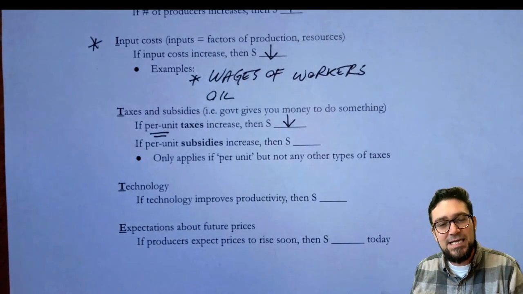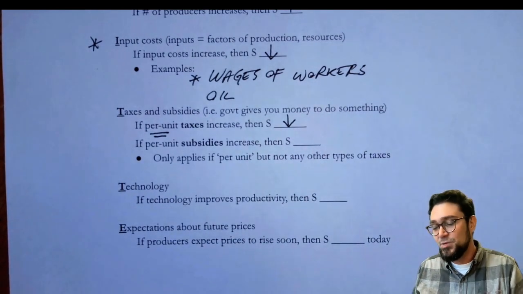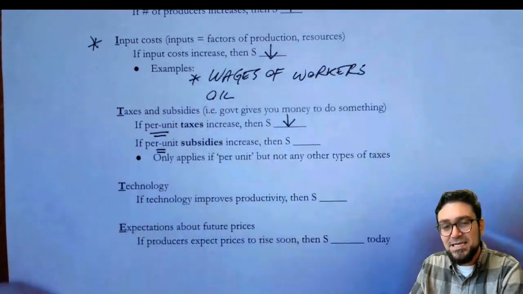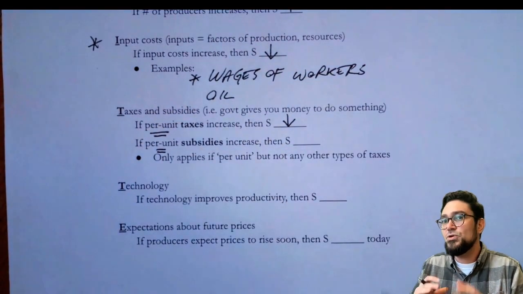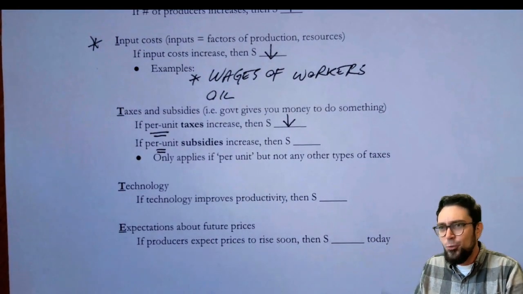Subsidies are just the same as a tax, but it's when the government gives you money to do something. They're really cool if you can convince the government to do it for you. Per unit are, again, the only ones that are going to have an effect. So this would be the case of, like, every time you produced a widget, the government was just like, that's so cool. Here's $1.